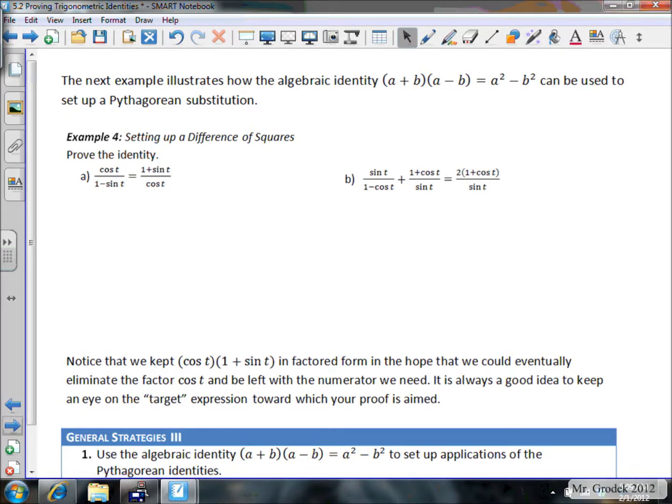Moving on to example 4 now. We're going to use the algebraic identity (a plus b) times (a minus b) is equal to a squared minus b squared. It's going to set up a Pythagorean substitution.